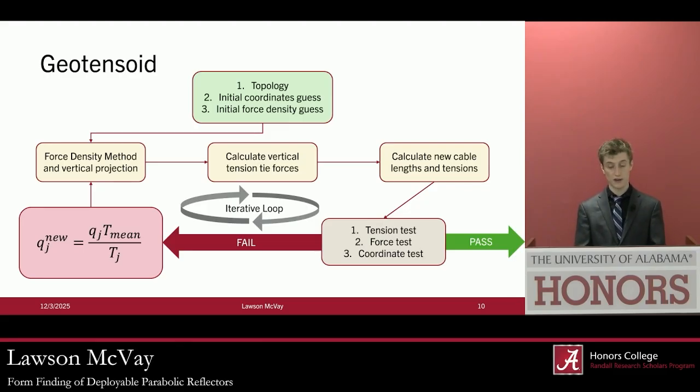If any of these tests fail within a certain tolerance, we recalculate the force densities using the equation there. The mean tension is calculated over the entire surface. This iteration is completed until all three tests are passed.